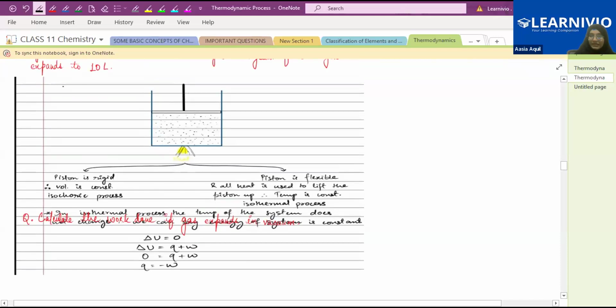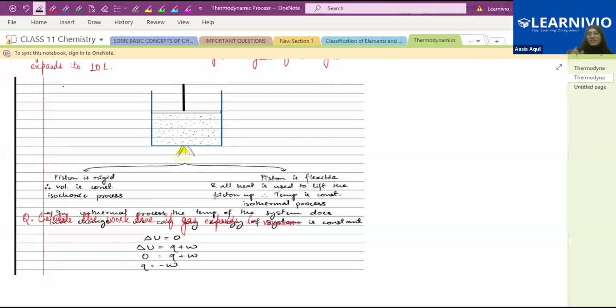When you are continuously giving heat, the particles will be in random motion. They just try to push the piston in the upward direction. But the piston is very rigid. It's very hard. So in that case, the volume in the beaker, in the container, is constant. And if the volume is constant, which type of process is it? It's an isochoric process. Iso means similar, constant, and choric means volume, right? So an isochoric process will happen when the volume is constant. And when the piston is rigid, it's an isochoric process.